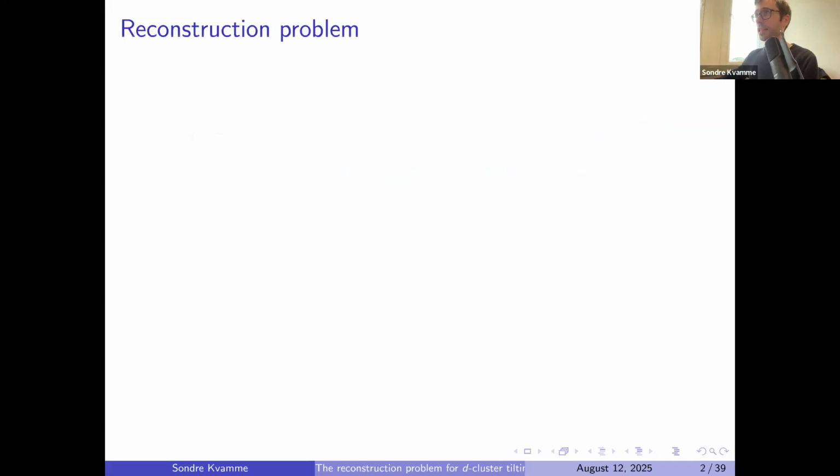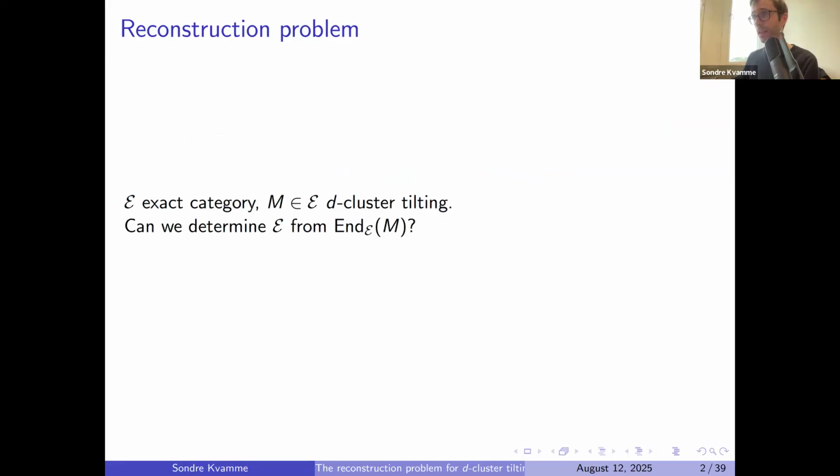So let me just immediately start with what I mean by the reconstruction problem. Let's say you are given an exact category and you're given a D-cluster tilting object inside that exact category. Then the question is, can we determine the exact category from the endomorphism ring of the D-cluster tilting object? If we know the isomorphism class of the D-cluster tilting object, can we determine the exact category up to equivalence?